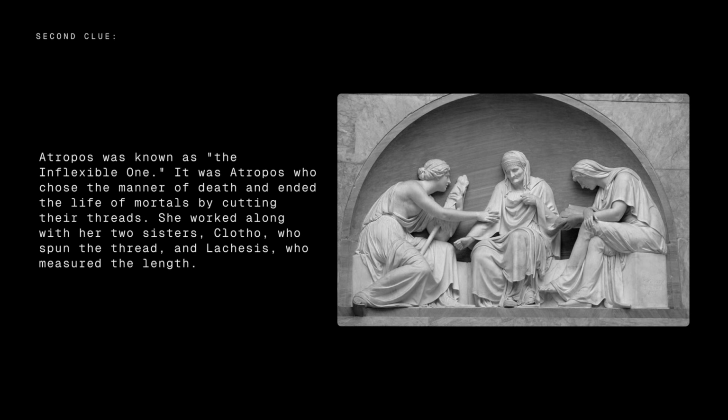Atropos was known as the inflexible one. It was Atropos who chose the manner of death and ended the life of mortals by cutting their threads. She worked along with her 2 sisters, Clotho, who spun the thread, and Lachesis, who measured the length. Without evidence, I was very aware all of this would be dismissed and added to the collection of other theories about the Roman dodecahedron. I wasn't even going to share these findings, however, to my surprise, these clues have led me to new evidence.